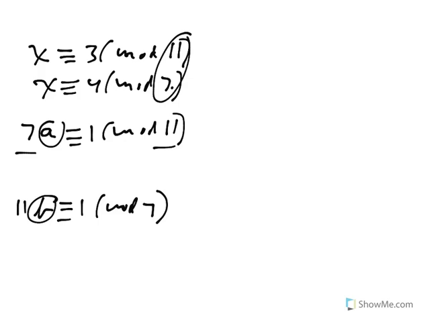Now, when the numbers are small enough, you can just go through the multiples of 7 until you find one that's one more than a multiple of 11. In this case, a equals 8, because 7 times 8 is 56. 56 divided by 11 is 5, remainder 1, which was the goal.